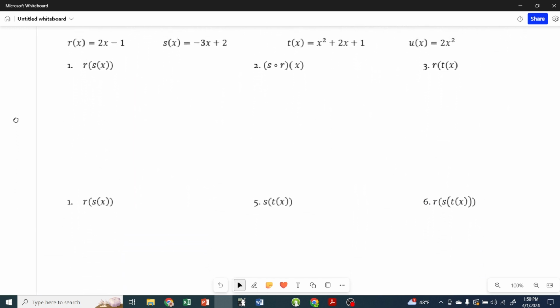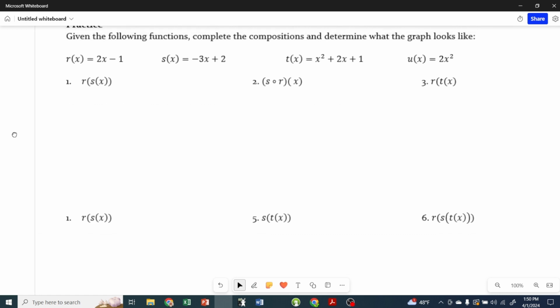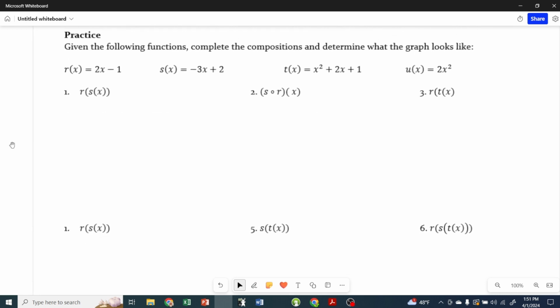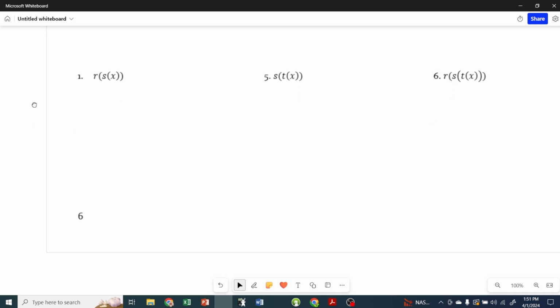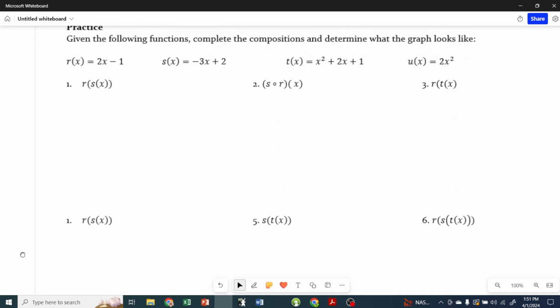Okay, you'll see here the functions that are below. So you're to practice this, and once you're done, you can check your answers on Google Classroom. Have a great day.